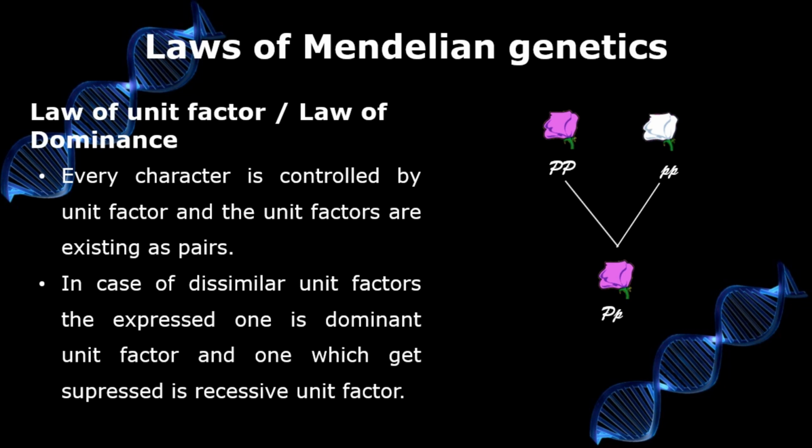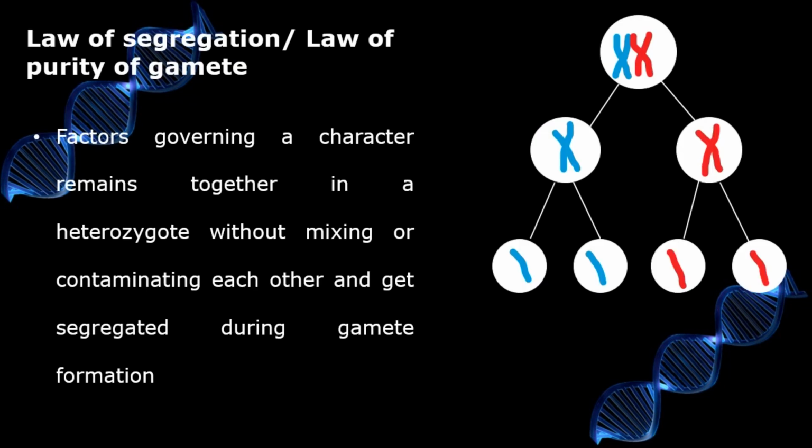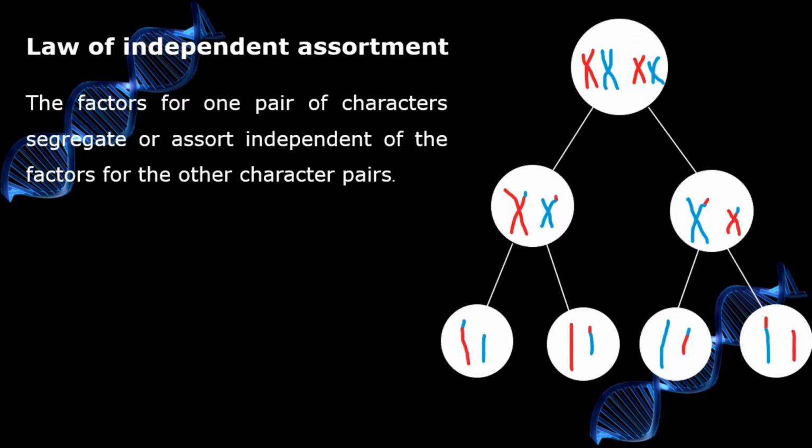Now we can understand what the law of segregation is. In the law of segregation, factors governing a character remain together in a heterozygote without mixing or contaminating each other, and get segregated during gamete formation. In case of the law of independent assortment, the factor for one pair of characters segregates or assorts independently of the factor for the other character pair.